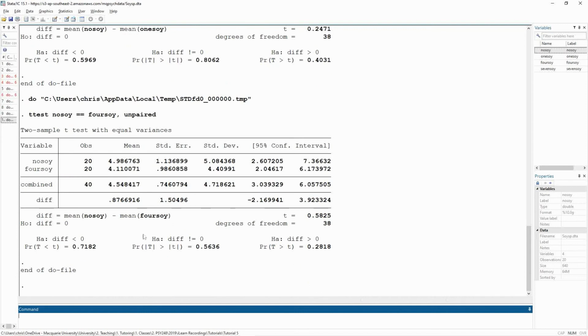So now we're looking here at our two-tailed t-test, and the p-value is still above 0.05. There's still no difference. We can also see that our t is 0.58. It's still on 38 degrees of freedom.